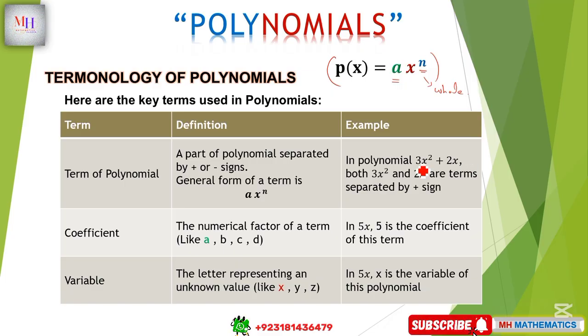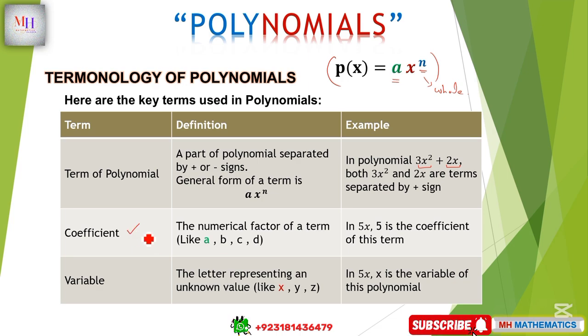Here there are two terms, 3x^2 and 2x. In 3x^2, 3 is the coefficient, x is the variable and 2 is the power. Here in 2x, 2 is the coefficient, x is the variable and 1 is the power of x.